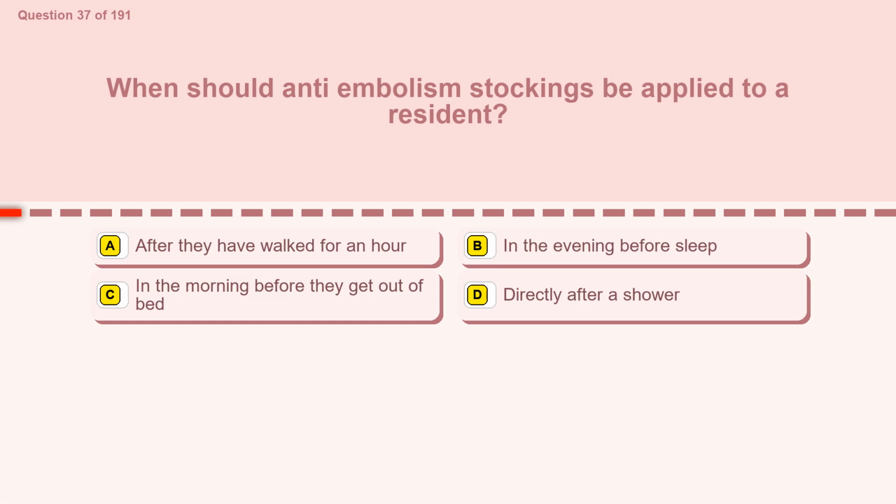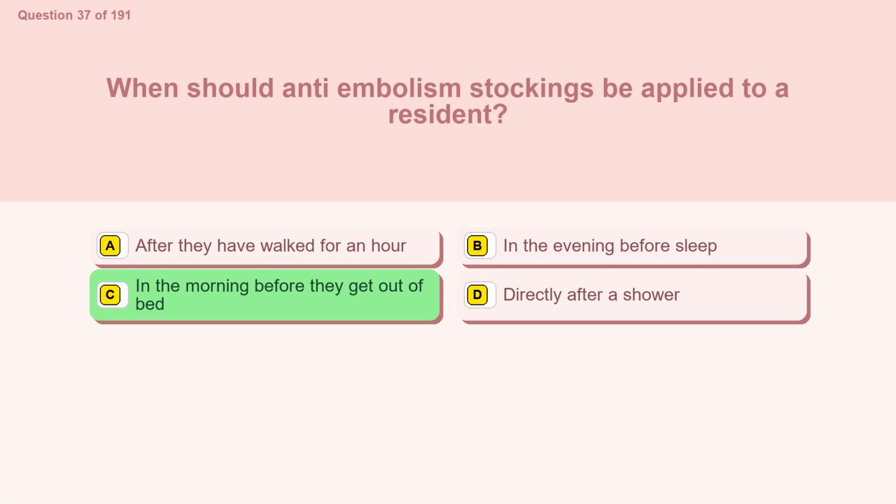Question 37. When should anti-embolism stockings be applied to a resident? Option A. After they have walked for an hour. Option B. In the evening before sleep. Option C. In the morning before they get out of bed. Option D. Directly after a shower.